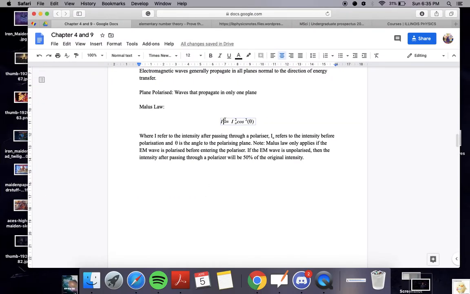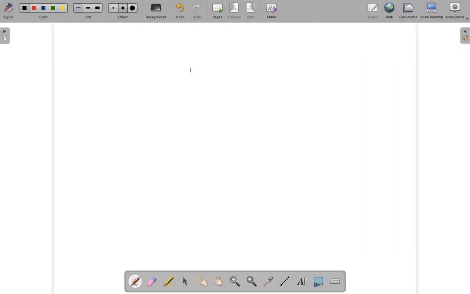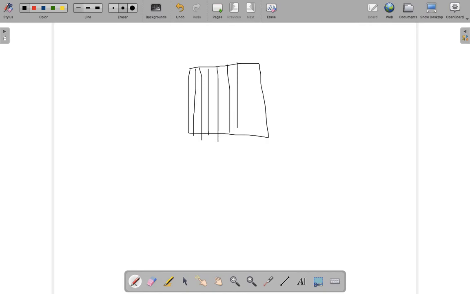So Malus's law states that for any wave that passes through a polarizer, its intensity after passing through the polarizer equals the intensity before entering the polarizer times the cosine squared of its initial angle of polarization. What I mean to say is that if we have, let's say, a polarizer over here, and it has those grid lines or slits as I told you about going in this way, right?